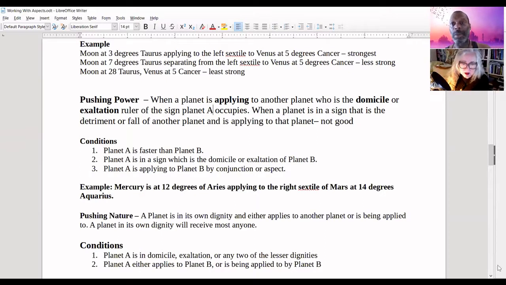The next one, okay, wait, we got some questions. Crystal wants to know if the moon and sun are applying to Jupiter in Cancer. So if the moon and the sun are applying to Jupiter in Cancer, then what?